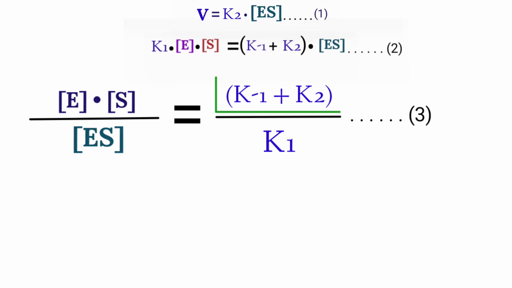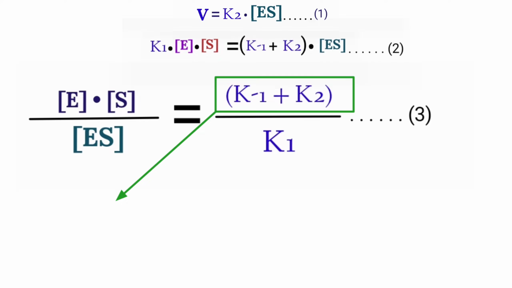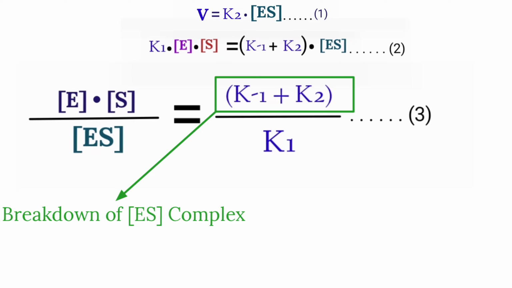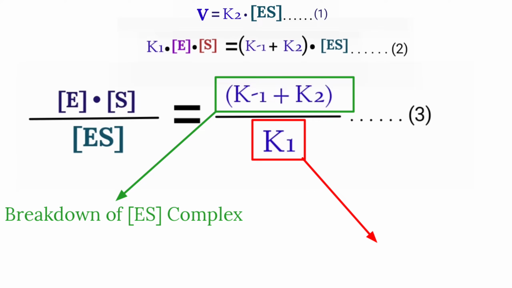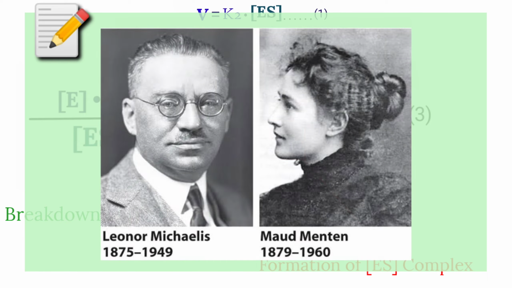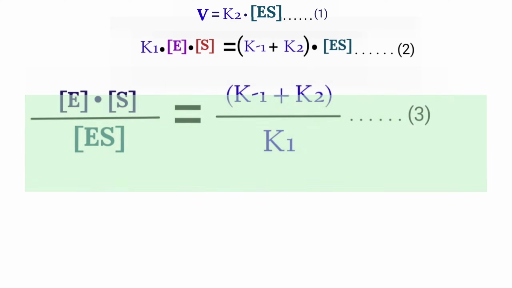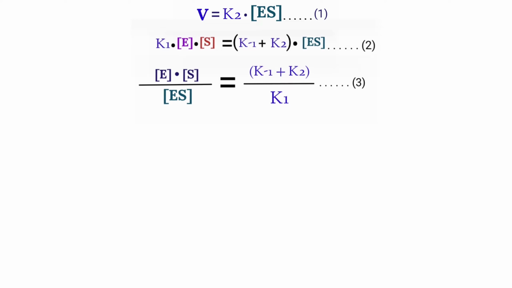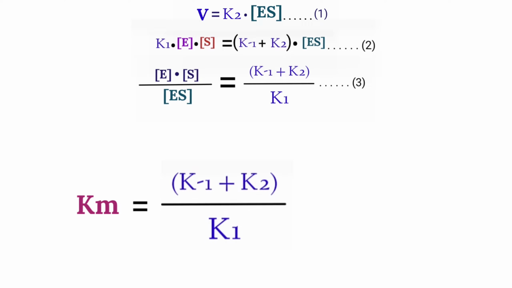Remember, K minus 1 and K2 talk about the breakdown of the enzyme substrate complex, and K1 talks about the formation of the enzyme substrate complex. These photographs are of Michaelis and Menten, who exclusively studied enzyme kinetics and gave an equation, which is Km equals K minus 1 plus K2 divided by K1, our fourth equation.